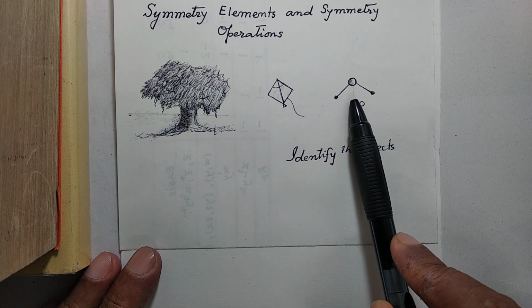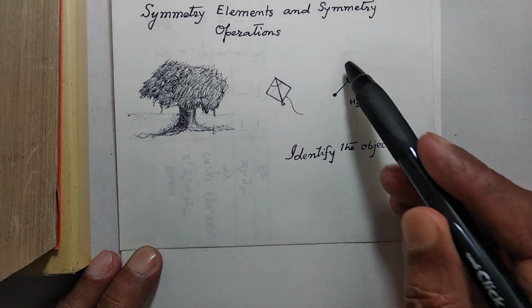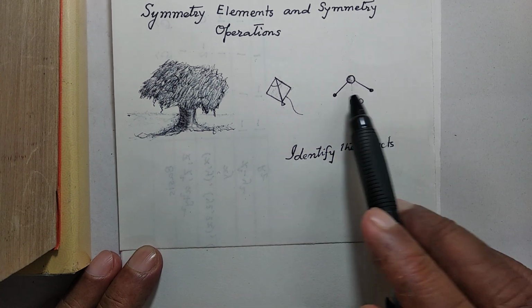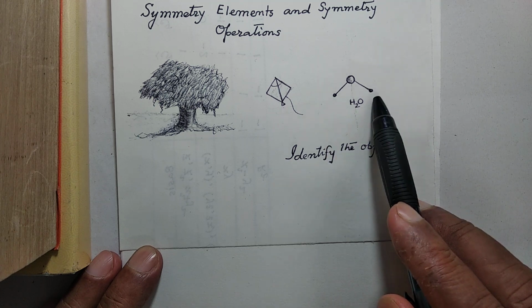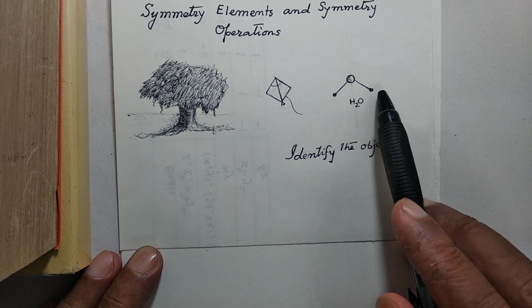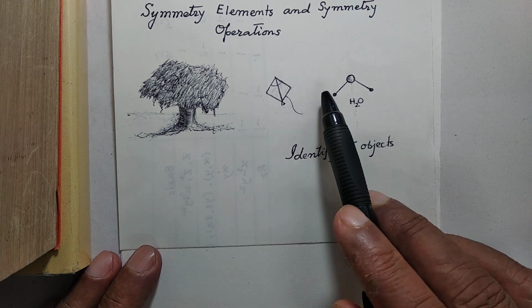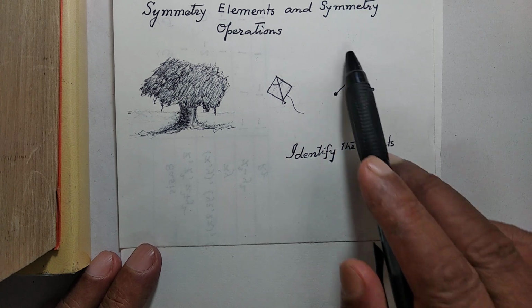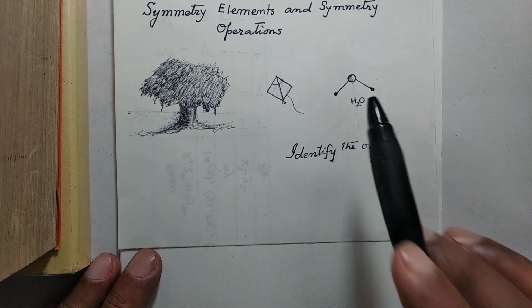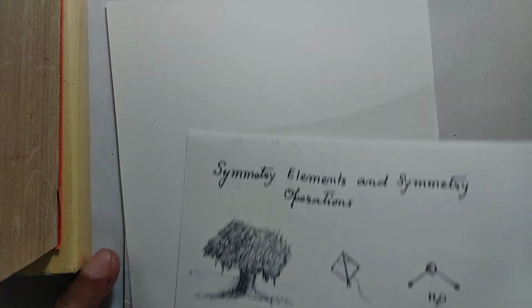It also has an axis of symmetry. For example, if you imagine a line like this, and if you rotate the molecule, then this hydrogen atom will go to this place and this one will go to this place. The resulting arrangement of the atoms cannot be distinguished from its original arrangement. Therefore, this axis is an axis of symmetry. I will now elaborate on these ideas in a bit more detail.